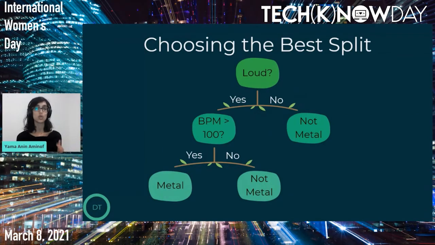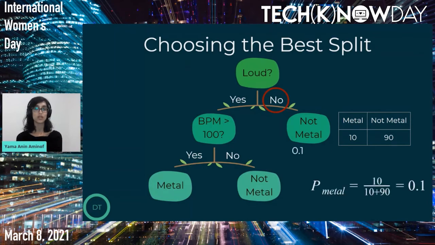A leaf is called pure if the samples that reach it are all from the same class. For example, if we look at all the songs that are not loud, we have 10 metal songs and 19 non-metal songs. So the probability of a song that reaches that leaf to be a metal song is 0.1. And the probability of a song that reaches that leaf to not be a metal song is 0.9. And we can add these probabilities to every leaf node.